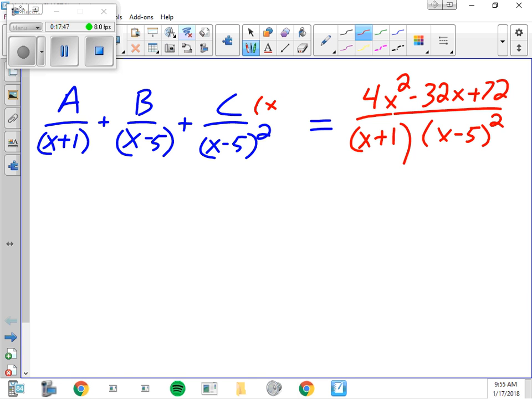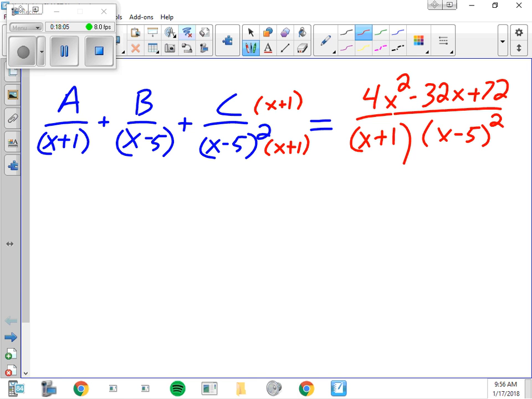X plus 1. Now, do I need to put x plus 1 down here? No, because what's going to happen when I'm finished? I'm just going to erase all the denominators. So really, I just need to worry about the numerators. Okay? What does b need?